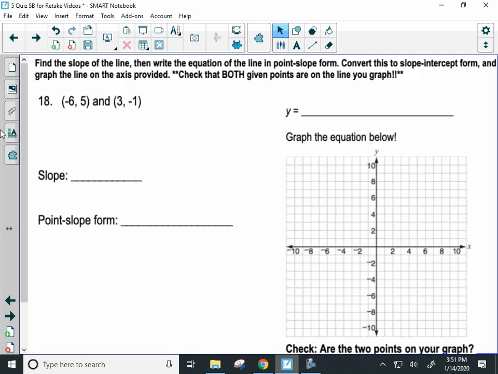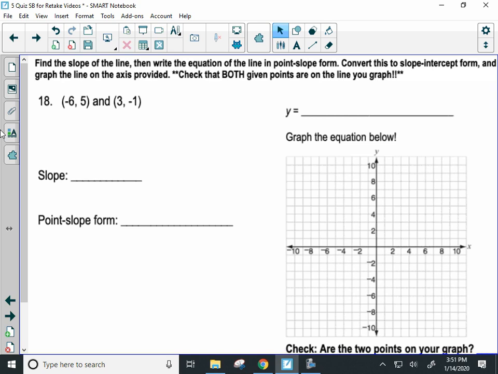All right, last video of the quiz retake, 18 and 19, two very similar questions, very similar to number 17, which is video 3. So we're going to find the slope of the line, write the equation of the line in point slope form, and then convert that to slope-intercept form and graph. There are lots of directions there. Make sure you read them so you know what you're doing. Remember that I always say the words are not decoration.